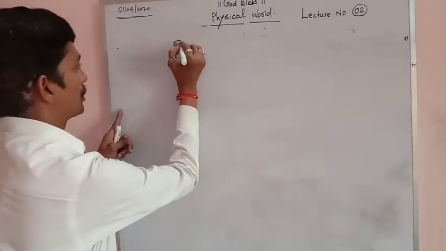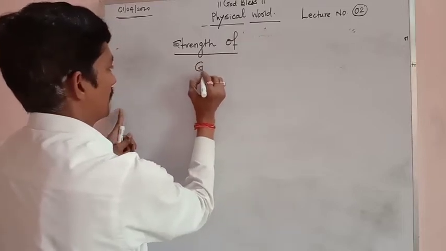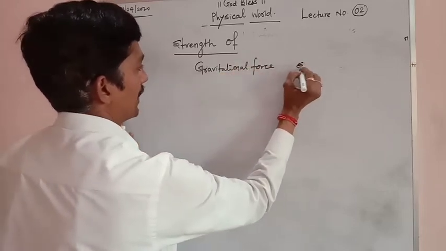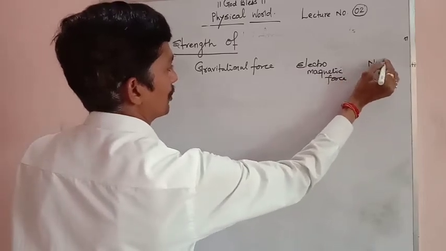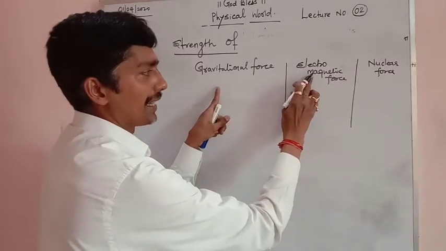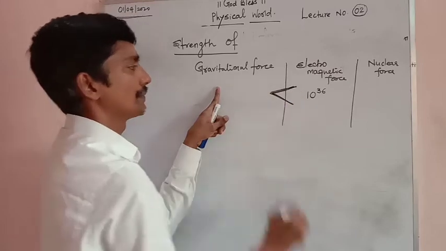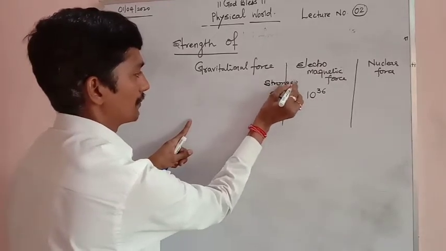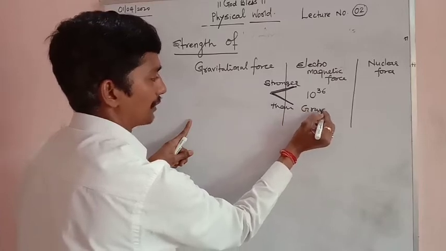My dear, I am talking about strength of, this is gravitational force, this is electromagnetic force, and this is nuclear force. My dear, electromagnetic force is 10 power 36 times stronger than gravitational force.